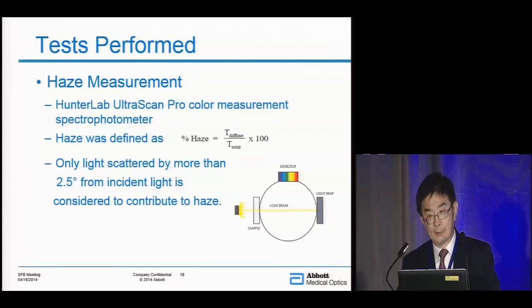For the haze measurement, not all labs have this type of equipment. It's a HunterLab UltraScan Pro color measurement spectrophotometer. The name is so long because they have so many different models. Haze level was defined by how much diffuse versus total intensity, so the percent of diffuse versus percent of total intensity is the haze level. That's what we define. According to the vendor, only light scattered more than 2.5 degrees from the center line is considered haze. They say this is the standard to predict haze.